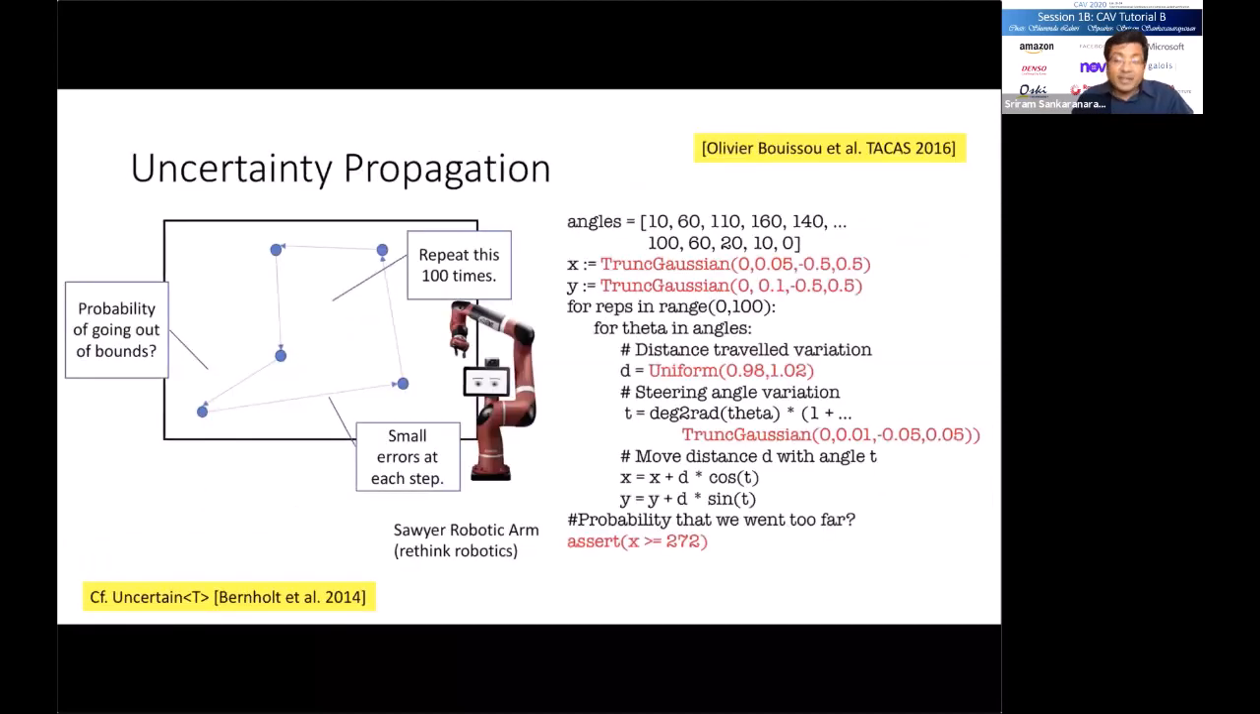Another example is uncertainty propagation. If you have these kinds of systems that do repetitive tasks, you want to ask what's the probability that they are able to successfully complete these tasks. And that's an example of verifying some assertion is true at the end of a probabilistic program, or finding out the probability of this assertion.